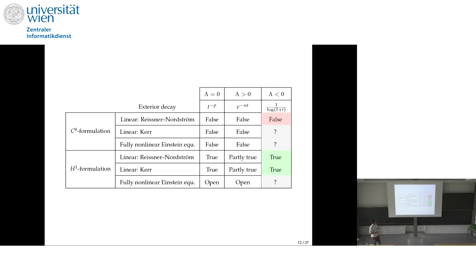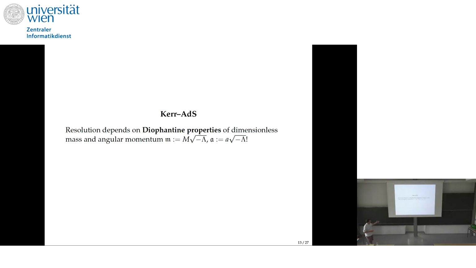Okay, so this is false. But what about this case? In this case, the resolution depends on the Diophantine properties of a suitable ratio of the dimensionless mass and angular momentum. The cosmological constant introduces a length scale into the problem, so you can either set it to -3, or you look at those renormalized quantities here. So these are actual numbers in some sense, and you can entertain number theoretic properties of those numbers.